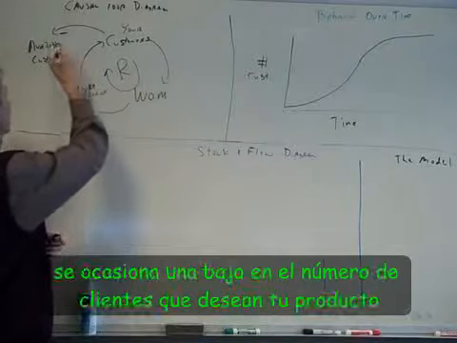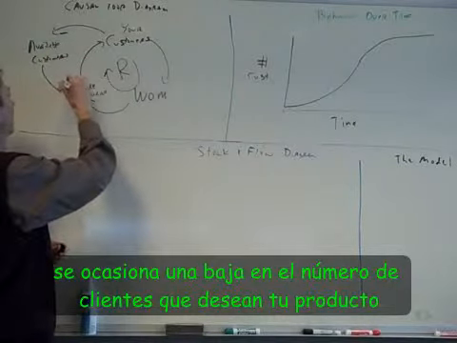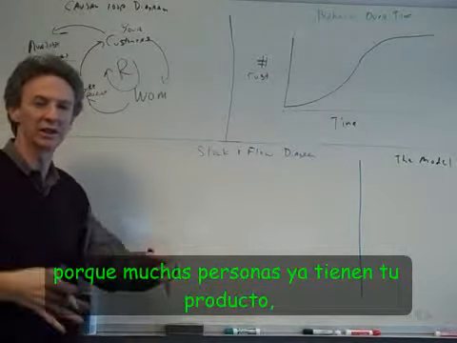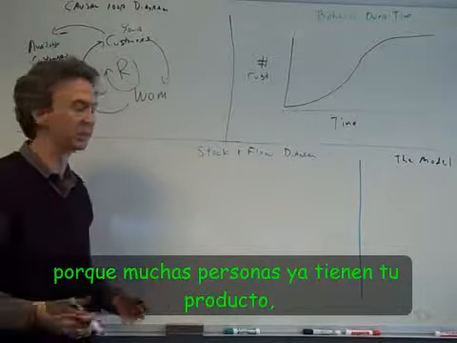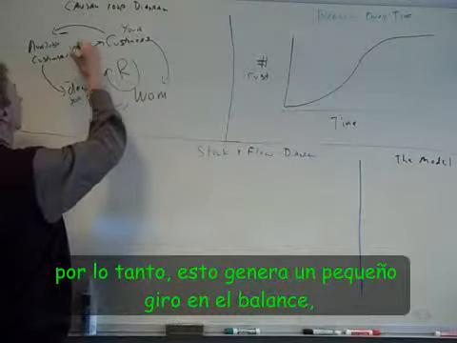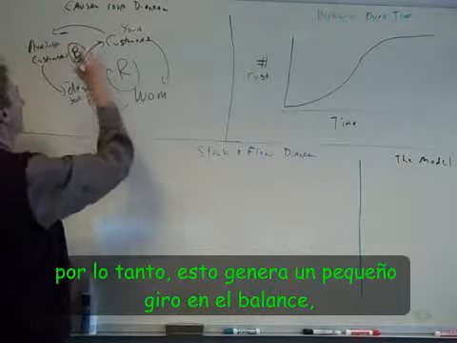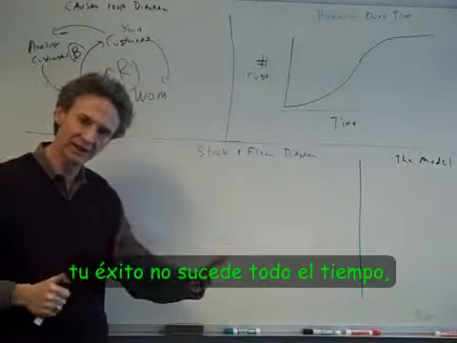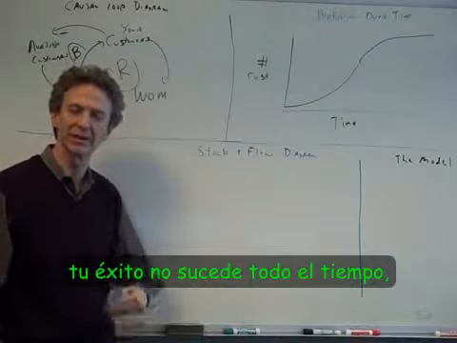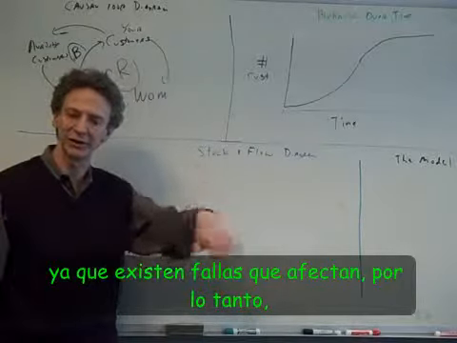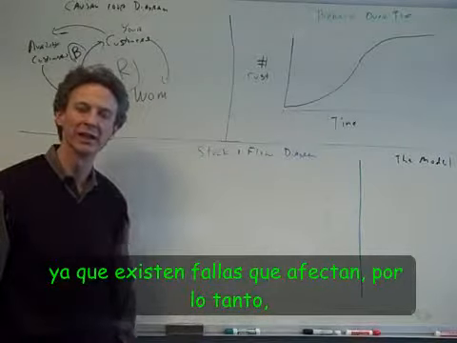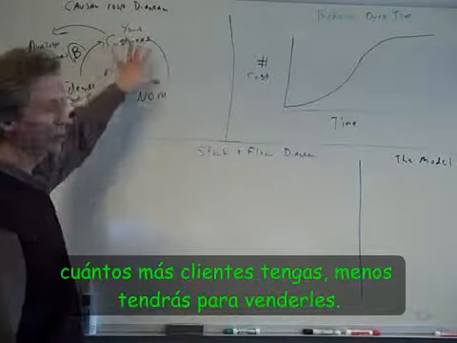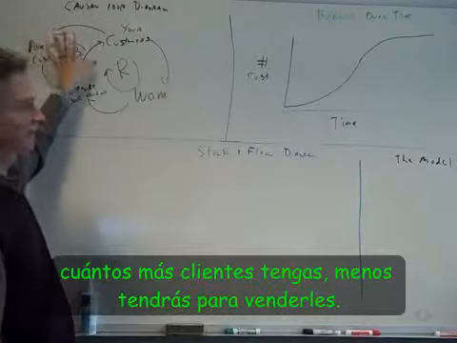And the number of customers driving up drives down the number of people that want your product, because many people already have your product. So this ends up being a little balancing loop. Your success, and this happens in system dynamics all the time, is kind of sowing the seeds of failure, or at least of trouble down the road. So the more customers you get, the less you can sell to.